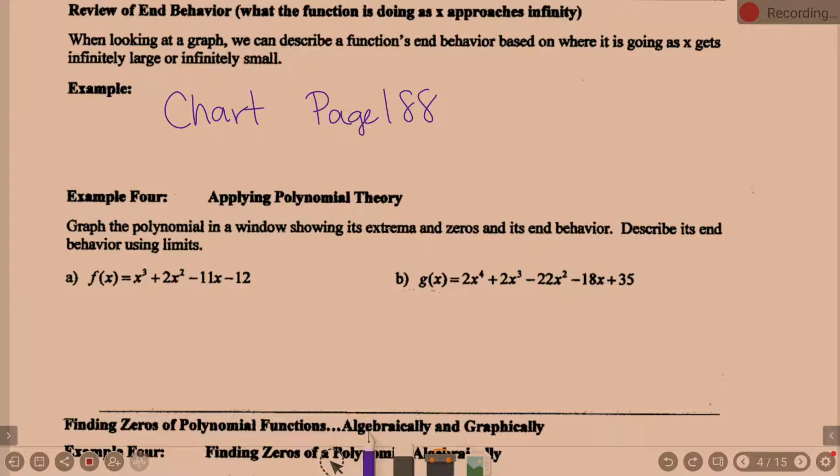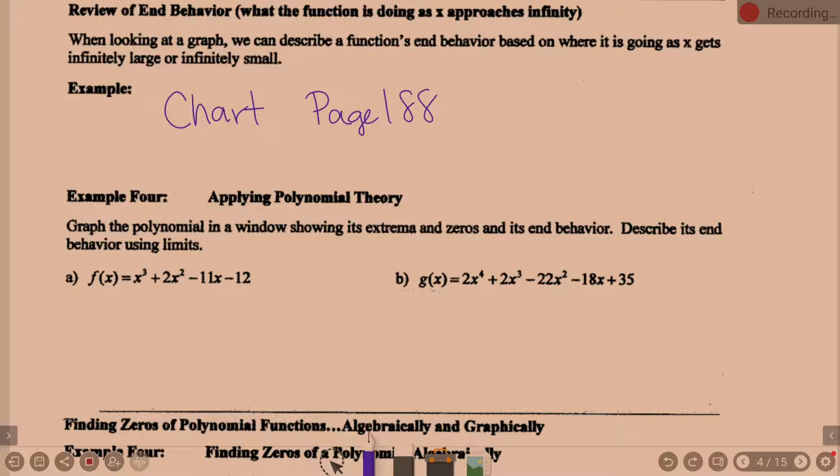Okay, picking up in lesson 2.3, right? At the end of class yesterday, I showed you the chart on page 188 in the book, right? And we were talking about end behavior, but instead of using the words up and down, we're going to use limits and infinities and negative infinities. So that's what we're going to look at on example 4.